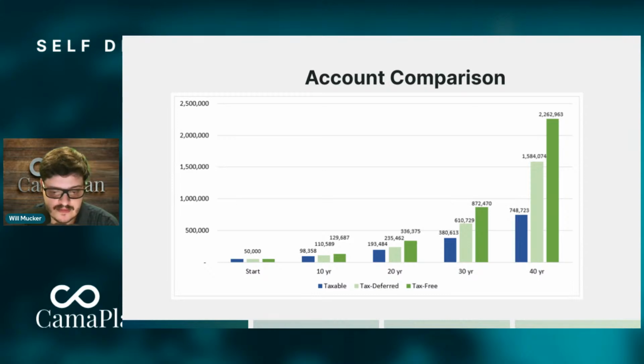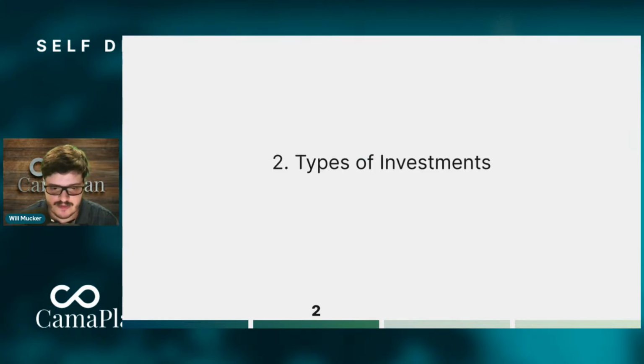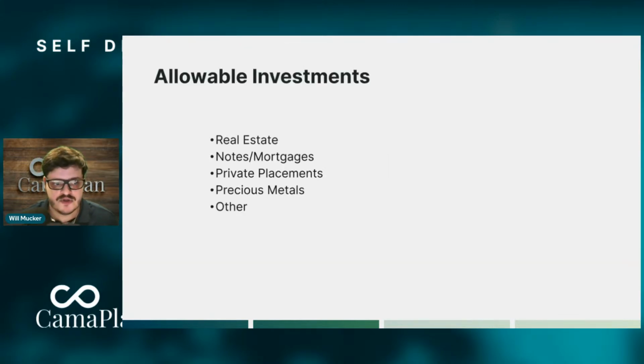It's one of my favorite graphics to show people. It really hits home the point. Now, what everybody wants to know is what type of investments can I make out of a self-directed IRA? So these are some, but not the only options. What our clients invest into every day are among real estate, private lending, private placements, precious metals, and then there's that other down there.